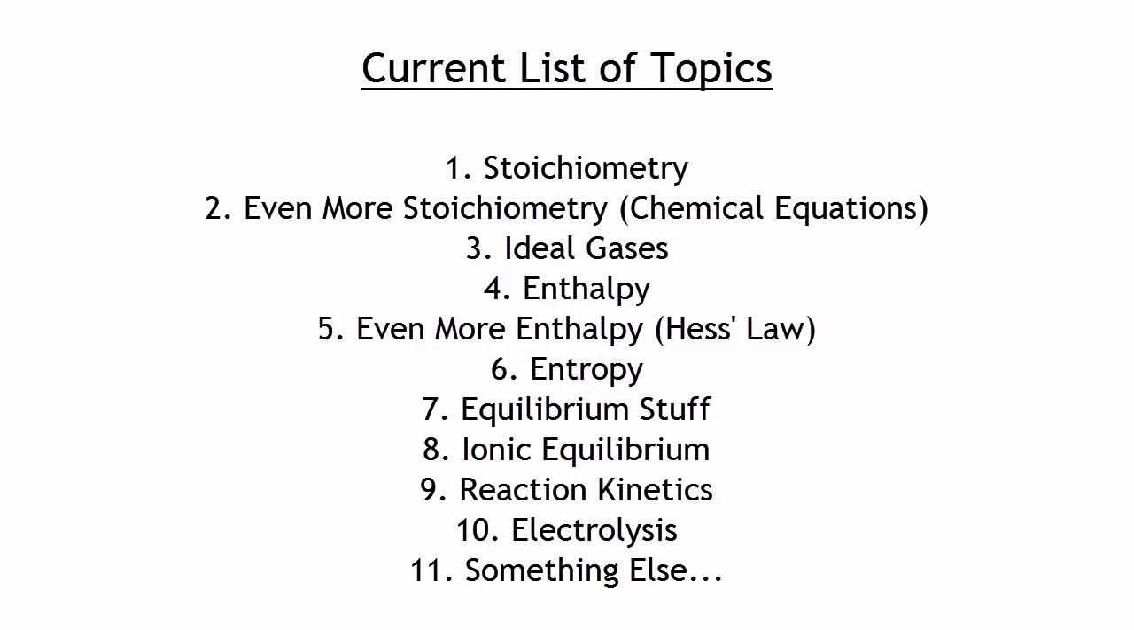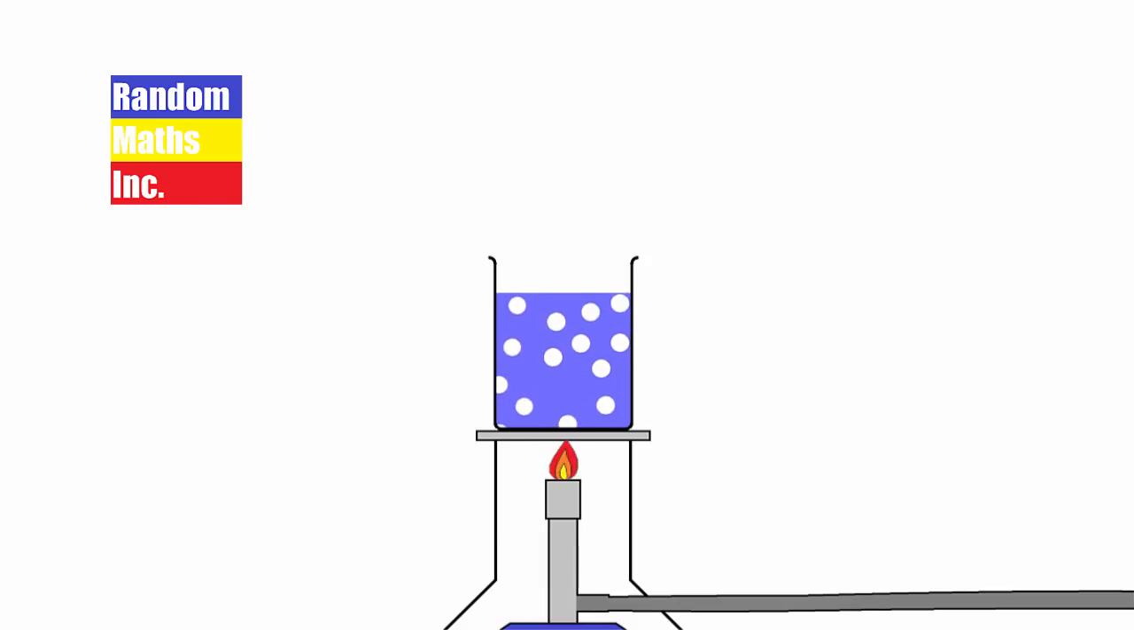Now, currently, I've got plans to do these following topics. These are all taken out of the A-level syllabus, just in case you wonder where they all come from. I might expand on it eventually at the end if I decide I want to do more. I'll see what happens. In today's episode, it's probably quite sensible to start with the basic stuff, so we're going to start discussing stoichiometry. Let's do it.